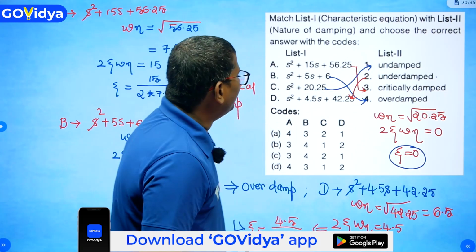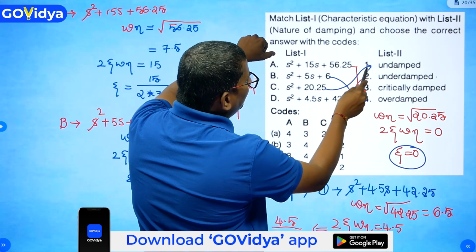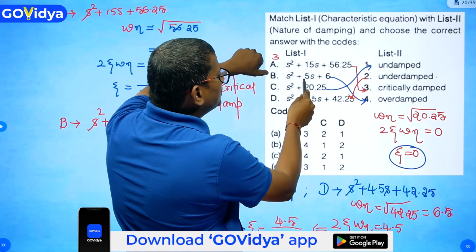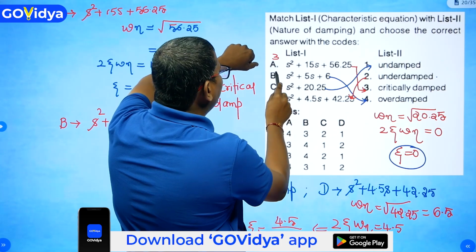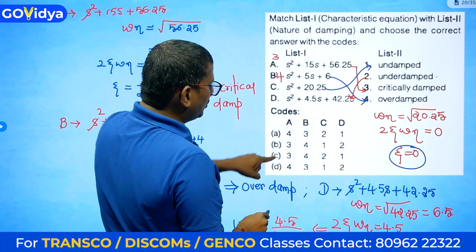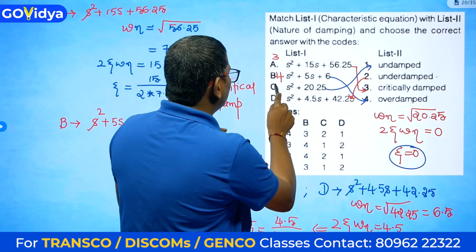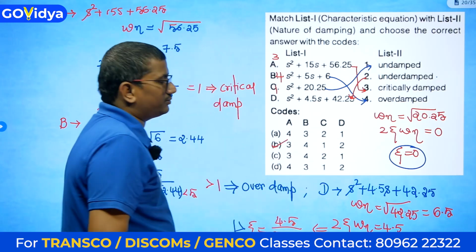Okay? So therefore, what is the order? A refers to critically damped, 3. B refers to overdamped, 4. So 3, 4, 2 options are there, and this is undamped. C is equal to 1. So C is equal to 1. This is the correct option.